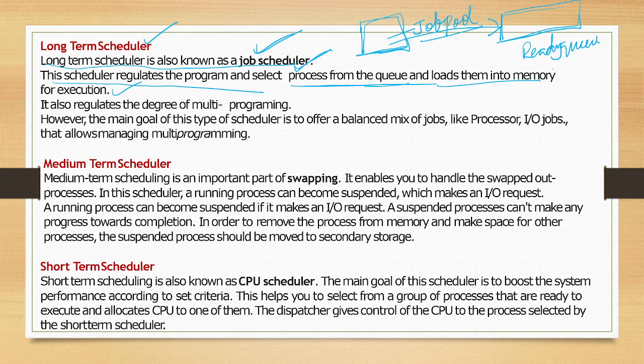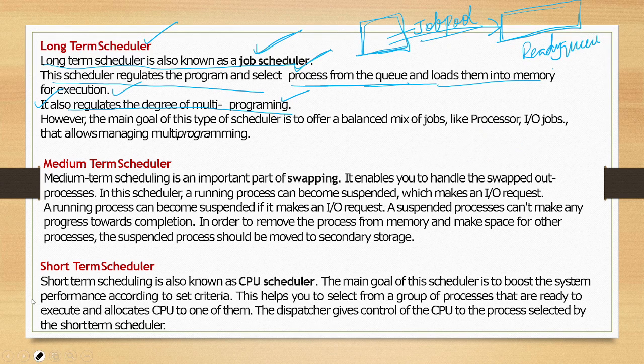This ready queue is there in the main memory. Next one is it is regulating the degree of multi-programming. It is helping the multi-programming. What is multi-programming? Keeping the CPU busy always. The CPU is always busy here. The CPU is not idle, right?